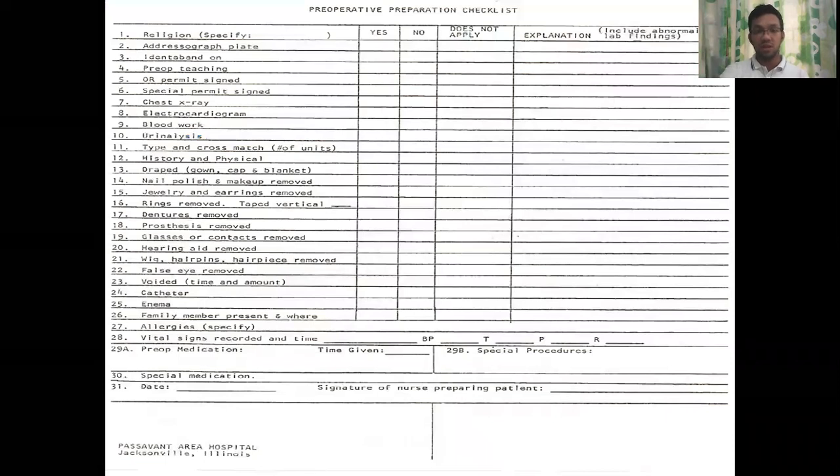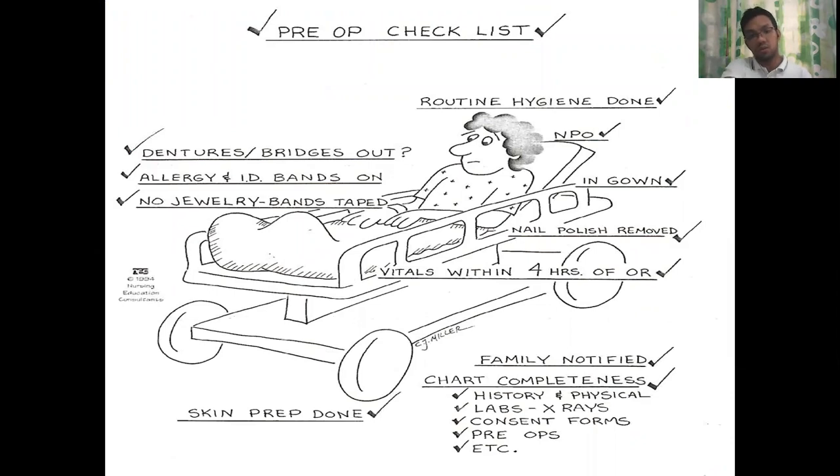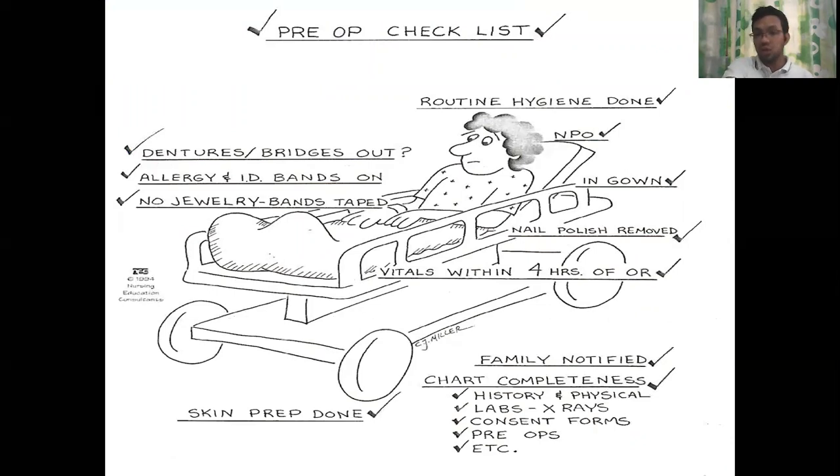So this one is the example of that checklist prior to the surgery. So these are the things that we need to do. Dentures, allergies, if any, jewelry, no jewelry, routine hygiene, NPO, gown should be worn, nail polish removed, vital signs 4 hours before surgery, skin prep, and check for any labs.